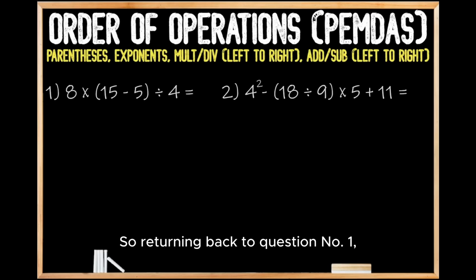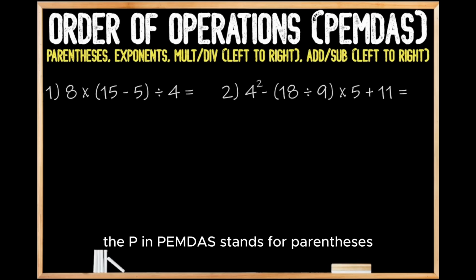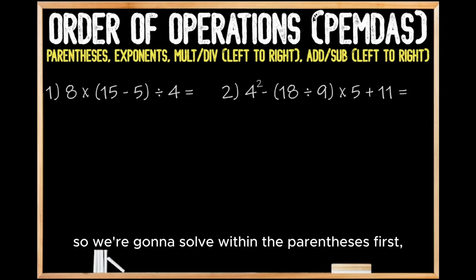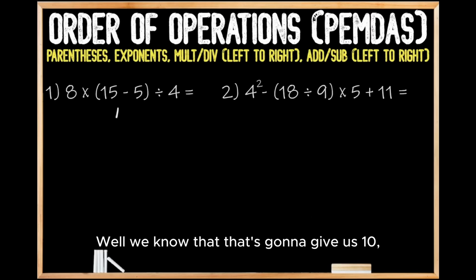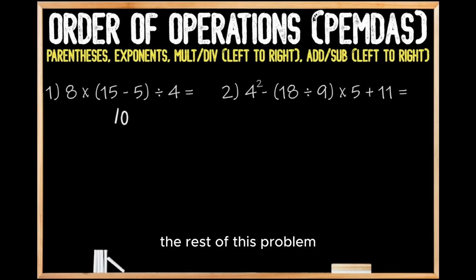So returning back to question number 1, the P in PEMDAS stands for parentheses, so we're going to solve within the parentheses first. So in the parentheses here, we have 15 minus 5. Well, we know that that's going to give us 10, and then we're going to bring down the rest of this problem. So we have 8 times 10 divided by 4.